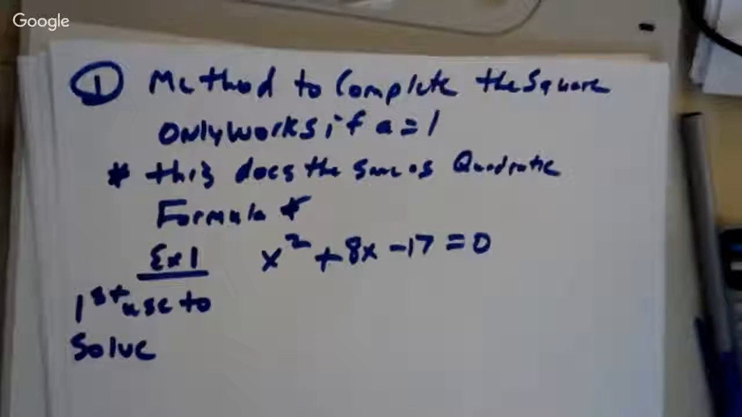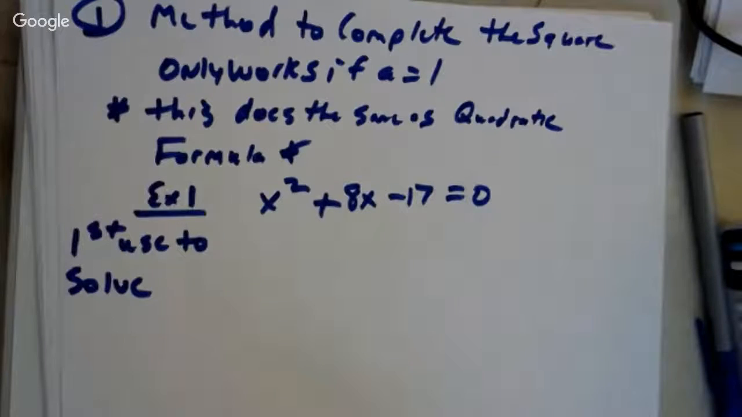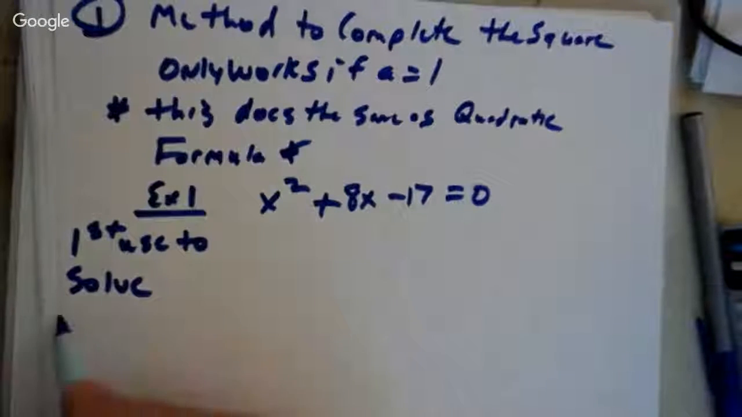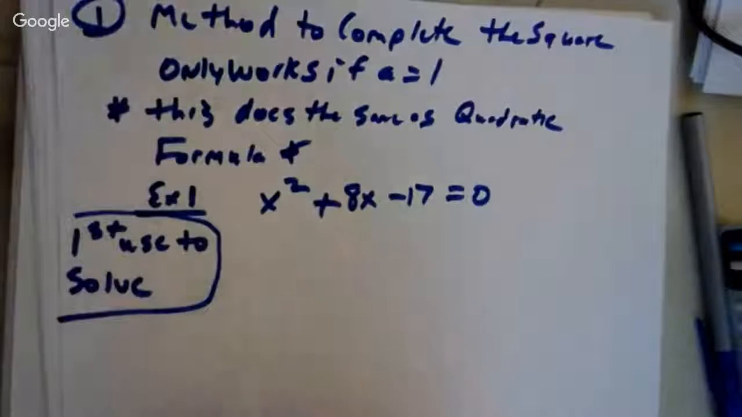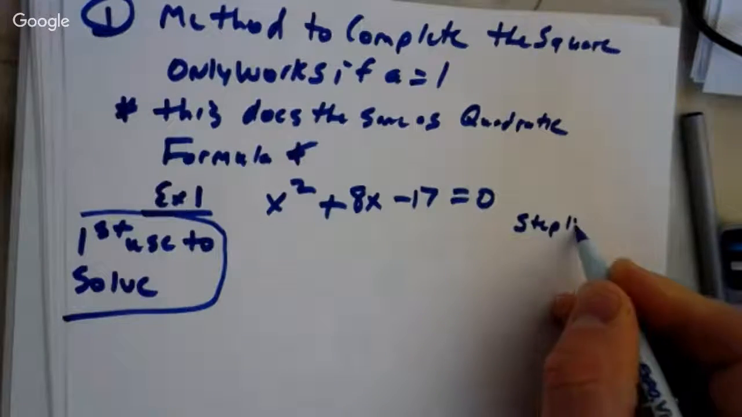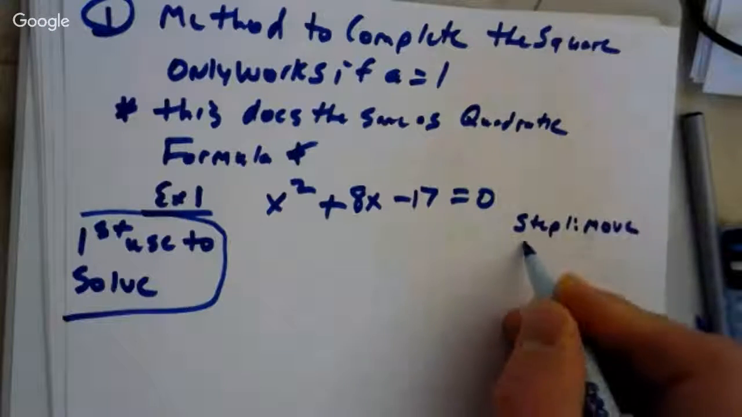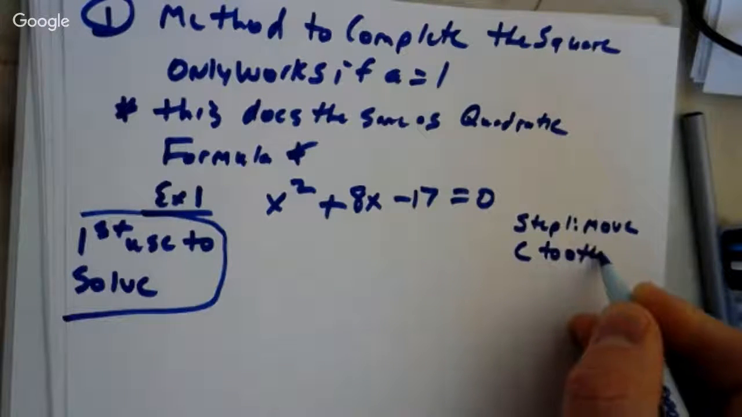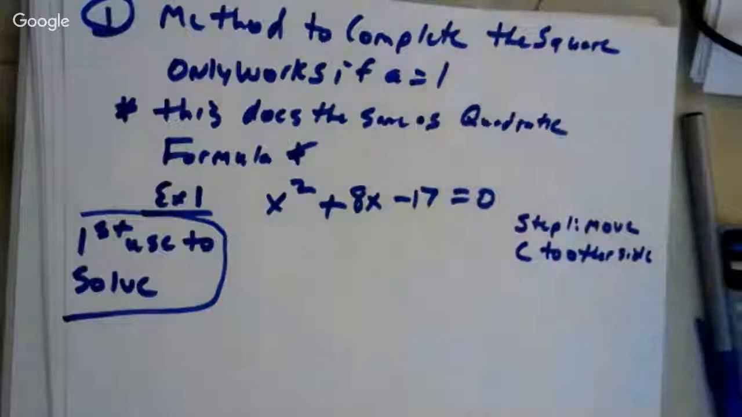Is to solve the equation. First use is to solve the equation. The second way is to convert it from standard form to vertex form. But the first use of this puppy is to solve. Okay, so our first step, I'm going to write our steps over here. Step 1, move C to the other side.